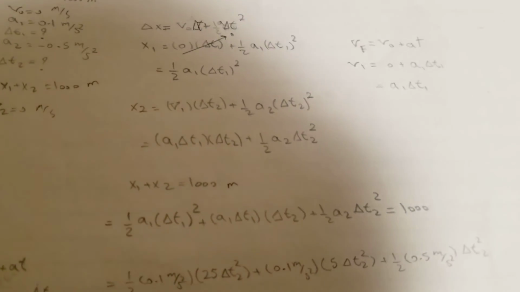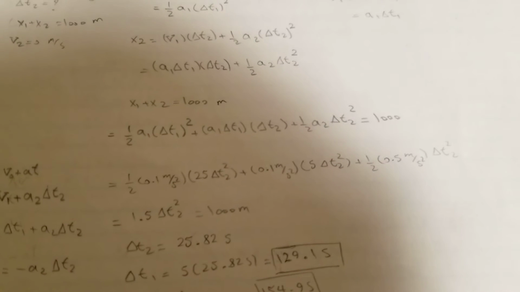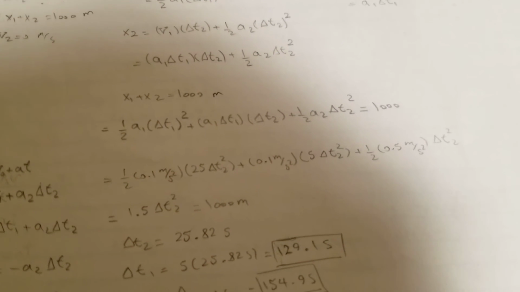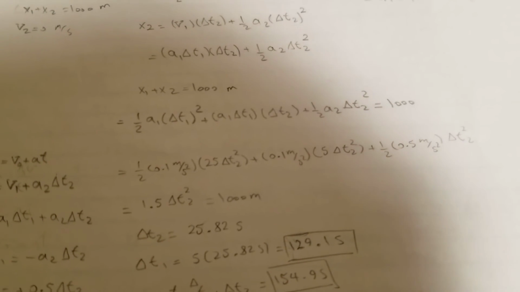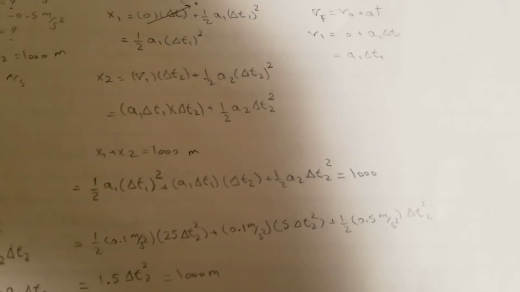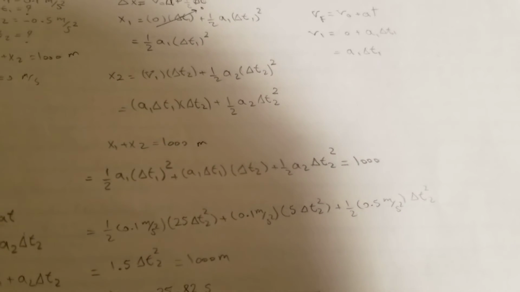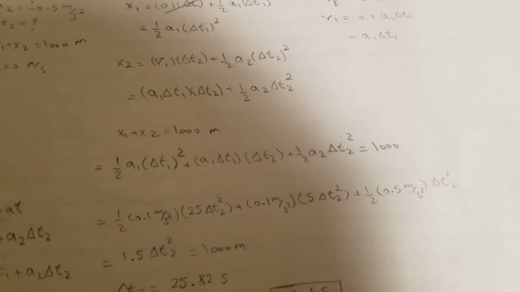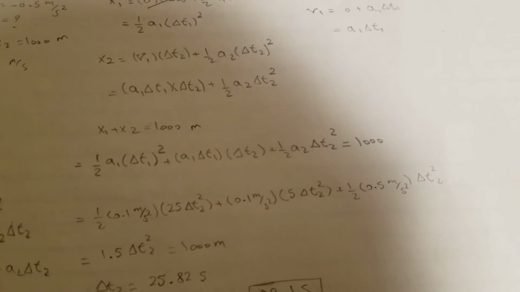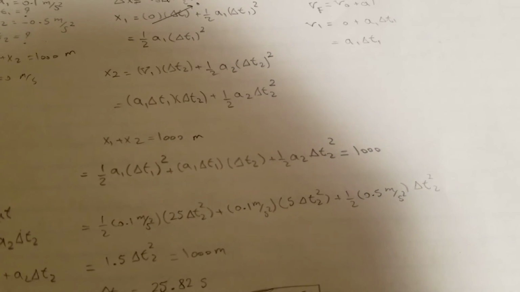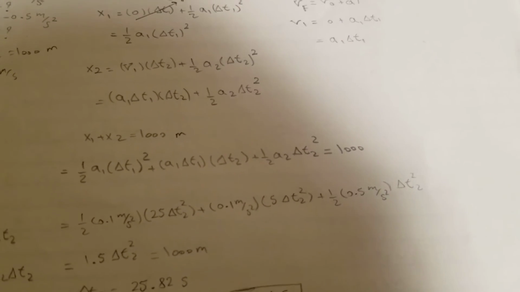And we also have that x1 plus x2 is equal to 1000 meters. So we add x1 and x2, and we get 1/2 of a1 times delta t1 squared plus a1 delta t1 times delta t2 plus 1/2 of a2 delta t2 squared is equal to 1000. Now if you look at this equation, we do have a1 and a2, but we don't have delta t1 and delta t2. So we have two variables and one equation, so we can't just solve it yet. So we have to look for one other piece of information.